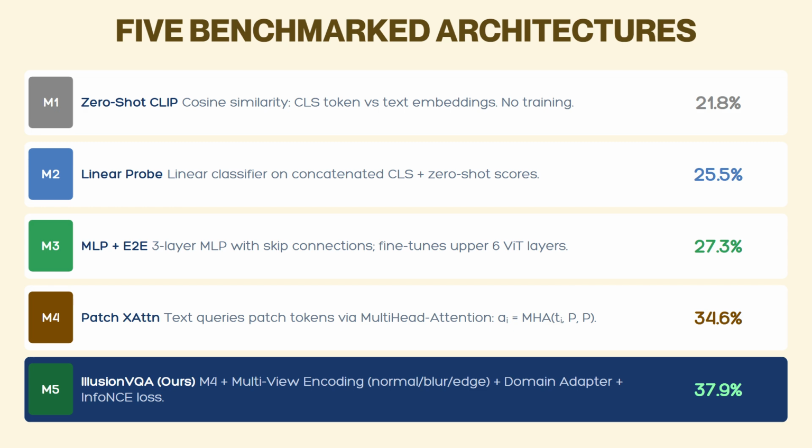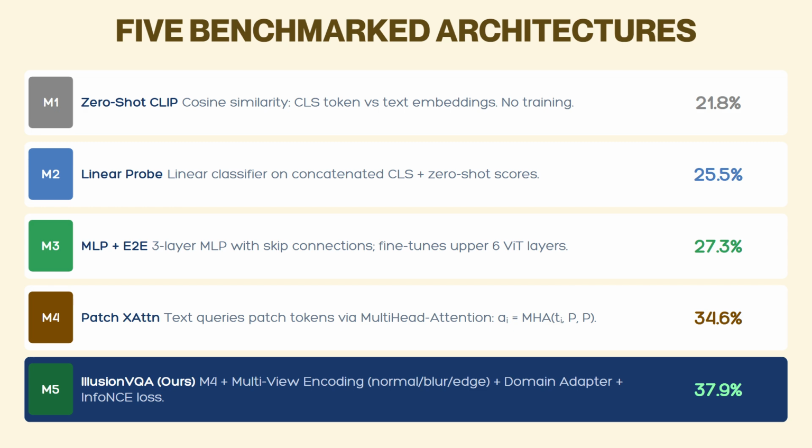Next, I'm going to talk about the 5 benchmark architectures, all built on a CLIP ViT-B/32 backbone via Hugging Face transformers. M1 is our zero-shot baseline, which gives 21.8%, near random, with no training at all. M2 adds a linear probe on top of CLS features. With this, we gain 3.6% in accuracy, but F1 macro actually degrades because the probe converges to majority class patterns. And then M3 replaces the linear probe with a 3-layer MLP and fine-tunes the upper ViT layers end-to-end, only a 1.8% increase. The CLS bottleneck is still the limiting factor.